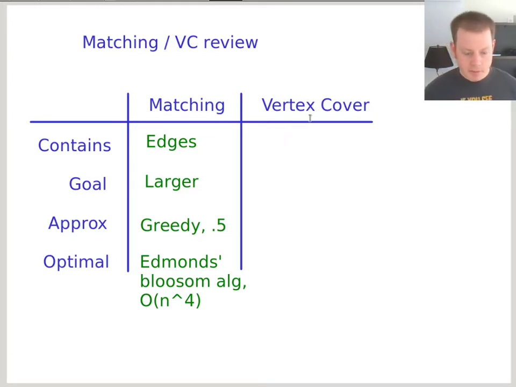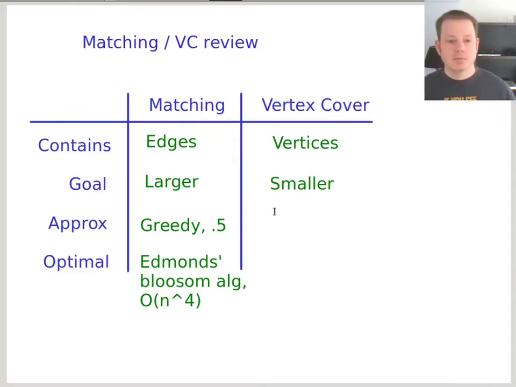A vertex cover, on the other hand, is where we want to pick vertices that cover the edges. So you have to pick vertices that touch every edge. What's inside a vertex cover is vertices. And the goal is to have a minimum vertex cover. You can always trivially get a large vertex cover by just picking all of the vertices, but we want to have a covering that's as small as possible. This one we can also approximate.